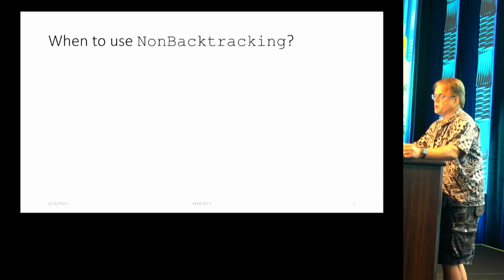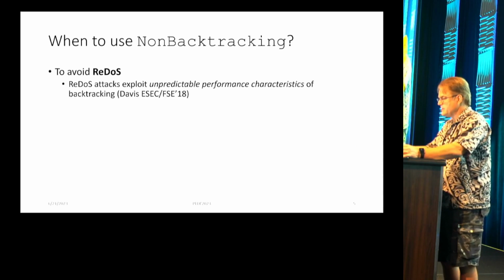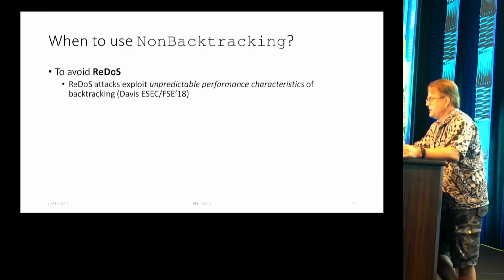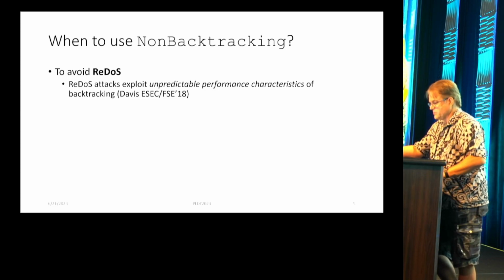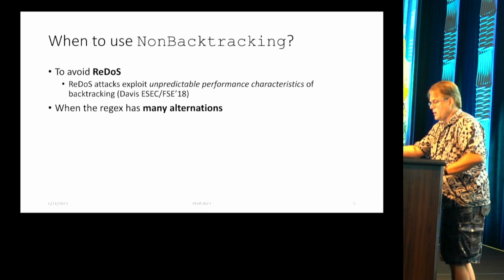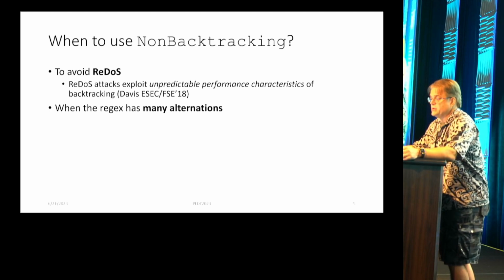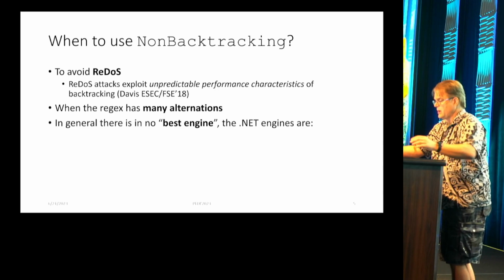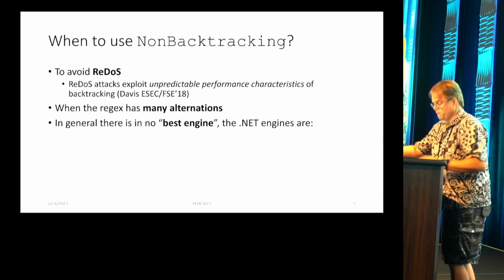So when should one use non-backtracking? There is an excellent study by James Davis, who visited Arise in 2018; I think he was doing an internship there. It goes very deep into all the aspects, looks at many different applications of regular expressions, and studies ReDoS in those contexts. ReDoS stands for Regular Expression Denial of Service. When the regex has many alternations is another context where you might want to use non-backtracking. But in general, I would claim there is no best engine. Every backend has its own purpose.